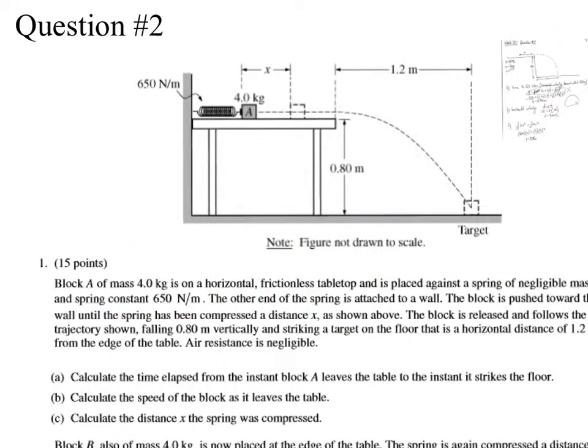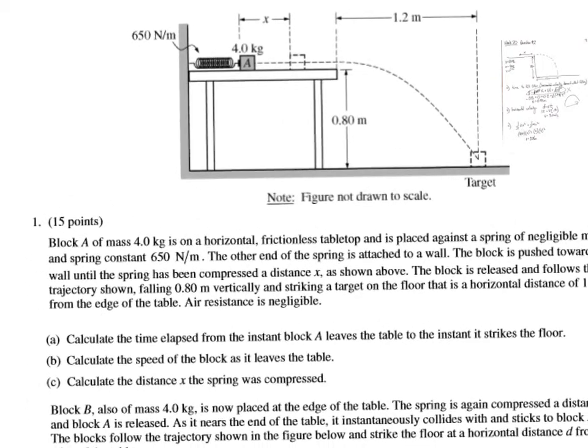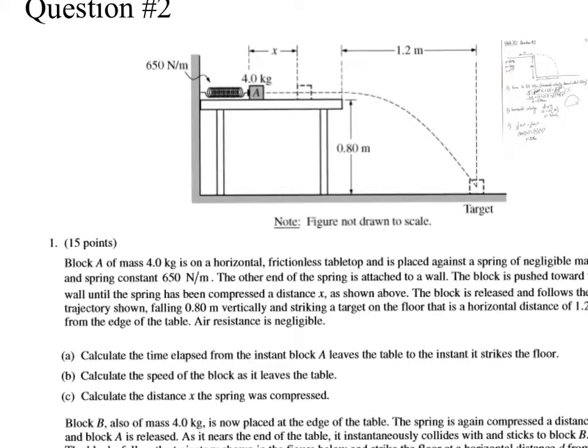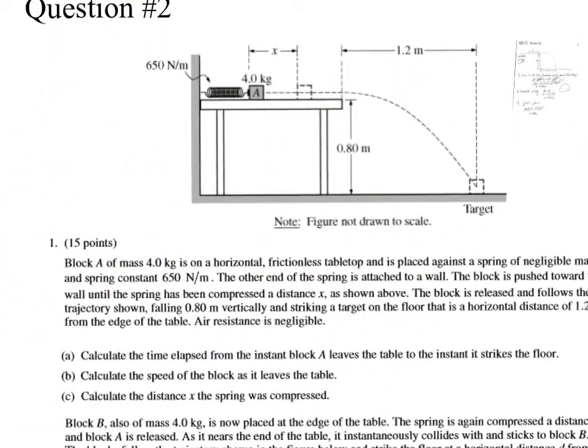Okay, so that was a review of our projectile motion stuff. Part C then relates to the spring and springiness. Calculate the distance x the spring was compressed. So, based on the fact that this thing is going 3 meters per second as it leaves the table, how much was it compressed?